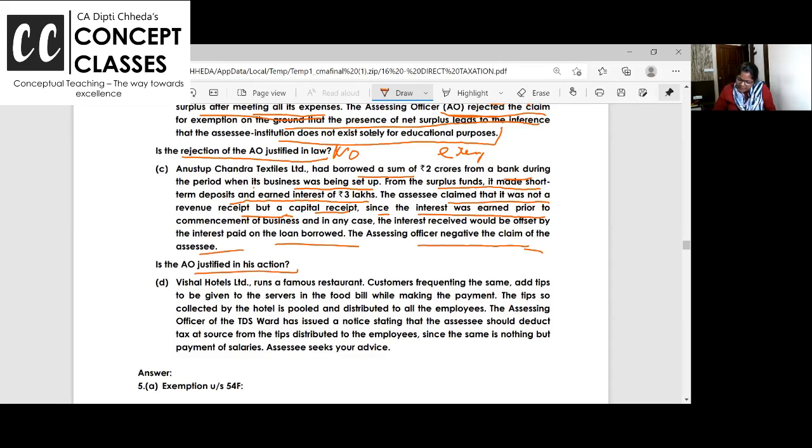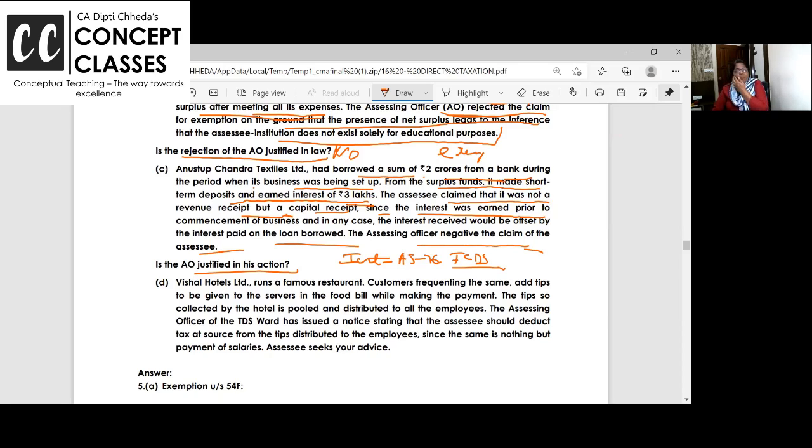Is the AO justified? You have taken a 2 crore loan for your business purpose and you are paying interest. I hope you all remember AS 16 borrowing cost, and ICDS is also there related to this, which says that interest till the asset is getting ready should be capitalized, added. So this interest they are paying, they are adding, fine. But in between, they had a surplus fund and they have made an FD.